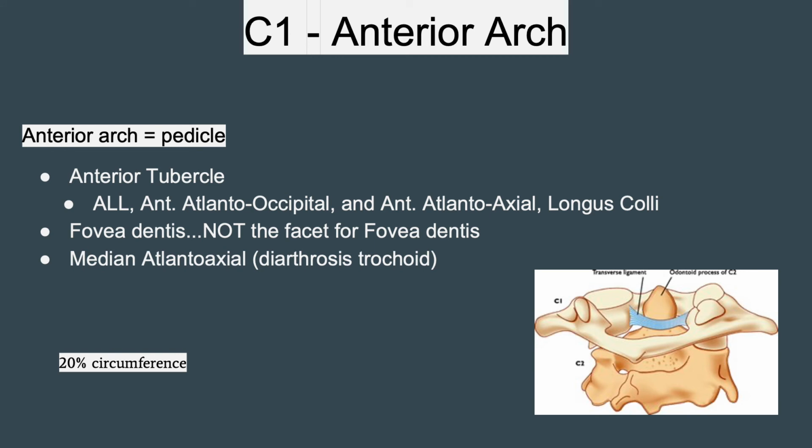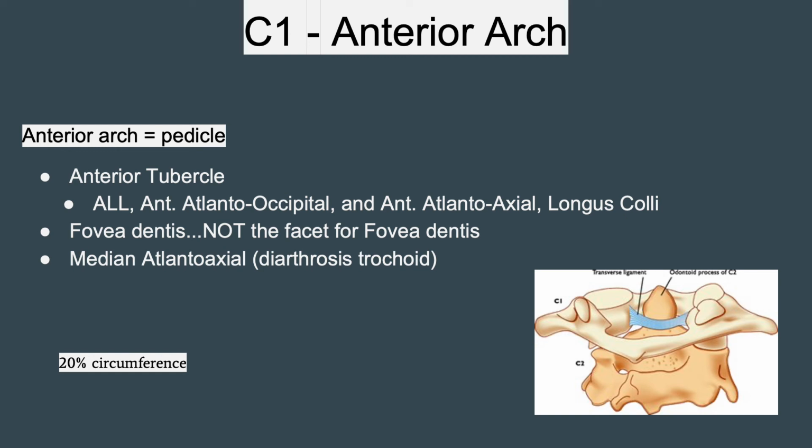All right, now we'll talk about more features of each of the individual parts of C1. So remember, anterior arch is homologous with the pedicle. So there's a very large anterior tubercle. All of those anterior ligaments of the vertebral column are going to have articulations there. So our ALL, our anterior longitudinal ligament, the anterior atlanto-occipital ligament, as well as that anterior atlantoaxial ligament.